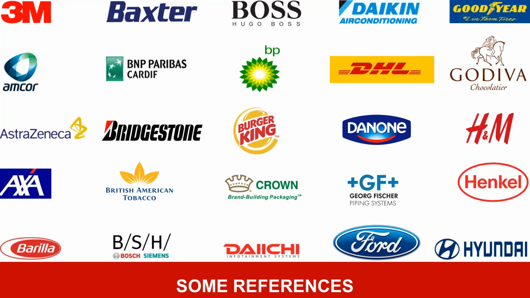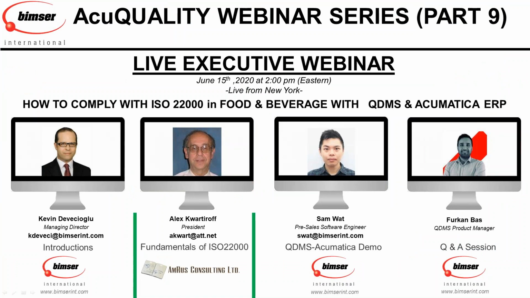So as you see, we have experience in many different industries, and especially we'll be focusing more on quality management and ISO, specifically ISO 22000 today. And we'll also share our experience, what we have been learning, what we have been observing, and how one can actually adopt ISO 22000 digitally with no need of paper.